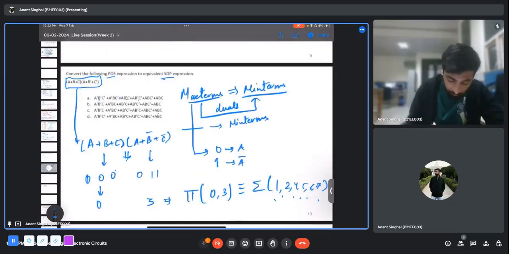So 1 is here, 1 is here. Then we have 0 1 1, so this will be 3. So 3, is it possible? No, 3 is not possible. So let's check option C then.